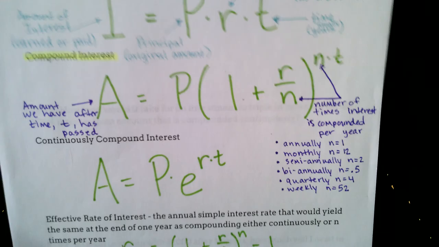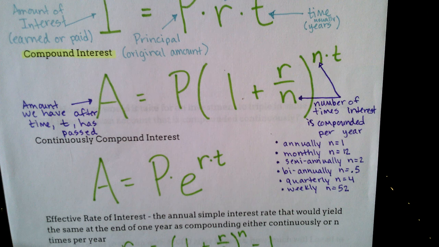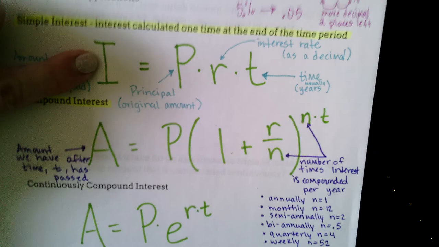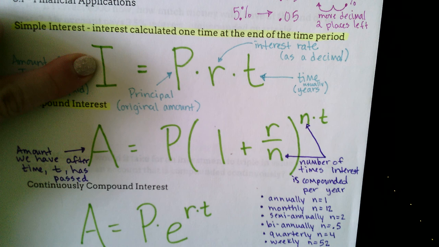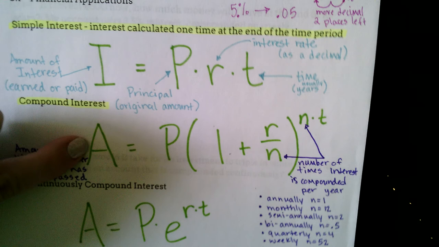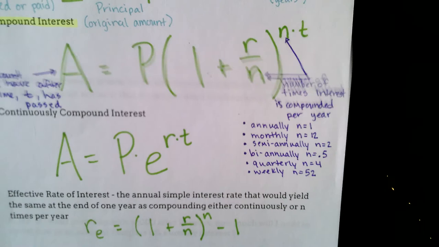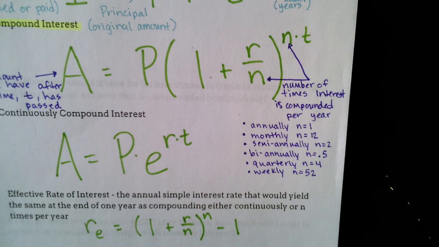So if I leave my money in there for 7 years, it would be how much actual money is in my account after 7 years. This one doesn't tell me how much money I owe. It just tells me how much interest I owe. And then I have to add that onto my principal to know how much to pay. This one is everything all included. It's how much is all together there.